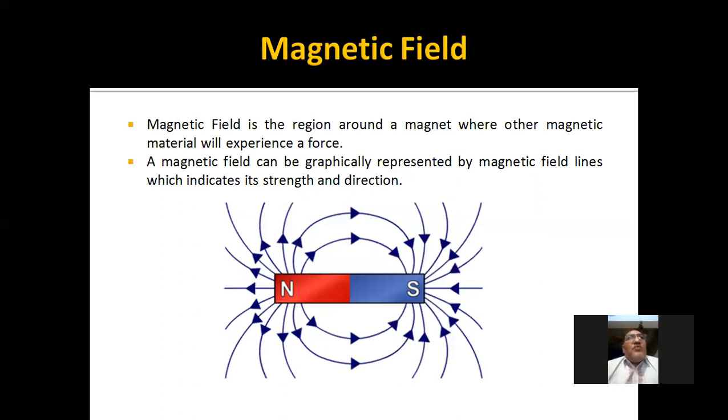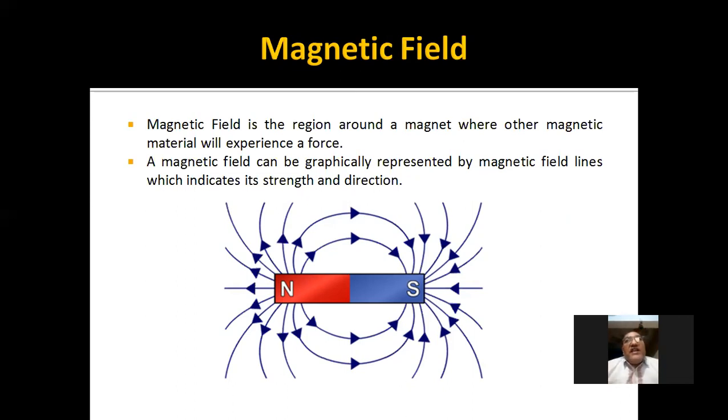so what is the magnetic field? If you have a magnet, the space or the region around that magnet, in which another magnet can feel the force of attraction or force of repulsion due to this magnet, that area, that region, that space is called the magnetic field.